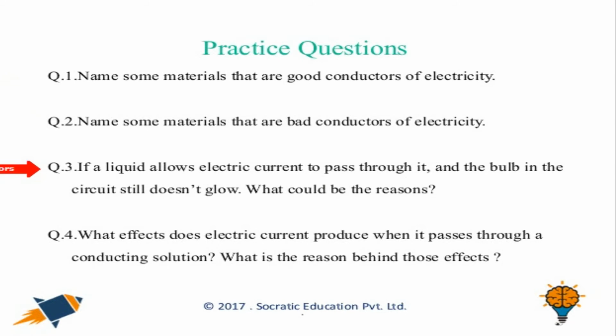Question 3. If a liquid allows electric current to pass through it and the bulb in the circuit still doesn't glow, what could be the reason? The main reason could be that the circuit is not complete. The second reason could be that there is no chemical reaction taking place inside the water.